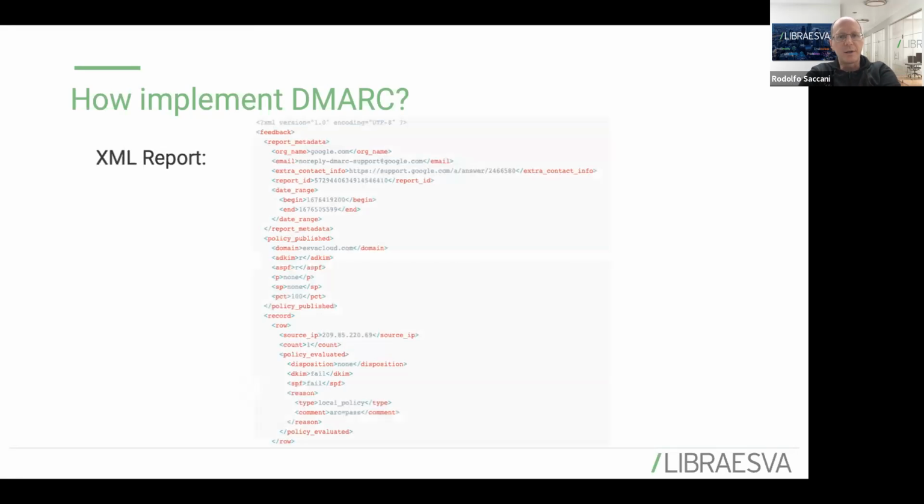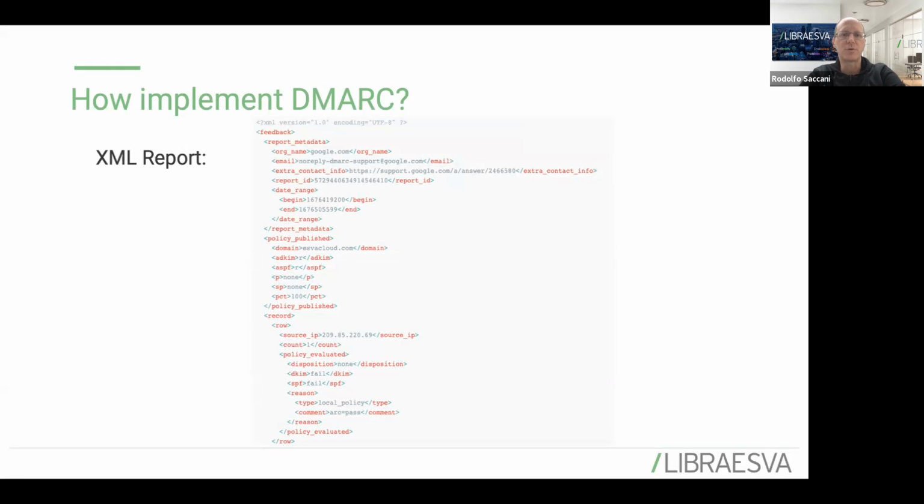This is one of the daily reports that I receive when I publish an email address to receive the reports. So this is a daily report. It's aggregate. So every domain will send me one report per day. In this case, the sending domain is google.com. I will receive a single email with a single report for every day for all the emails that I've sent to that domain within the last 24 hours.